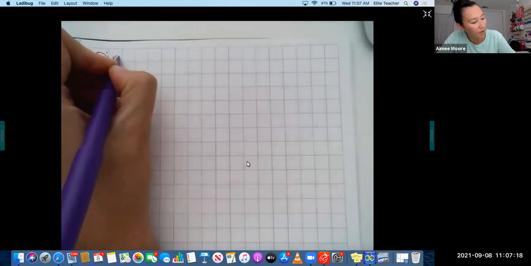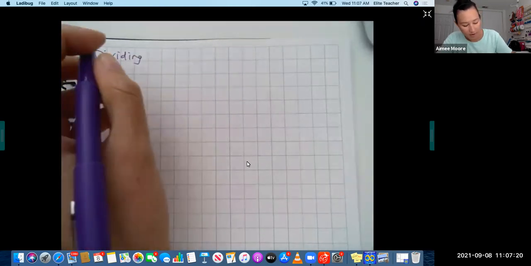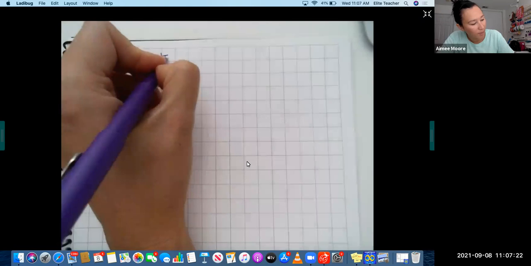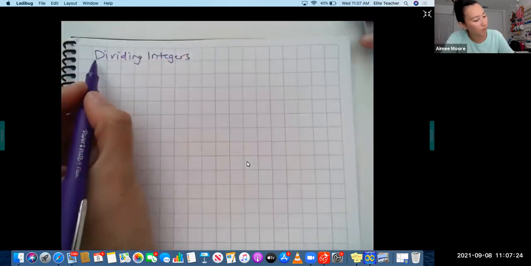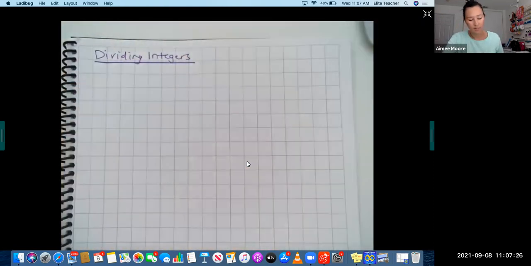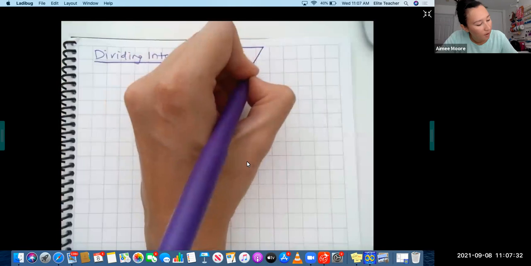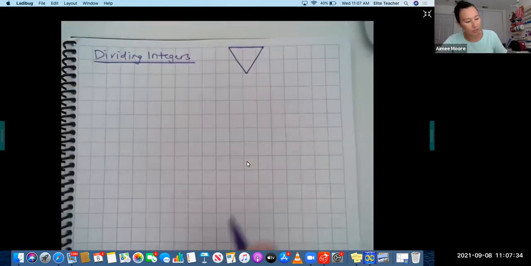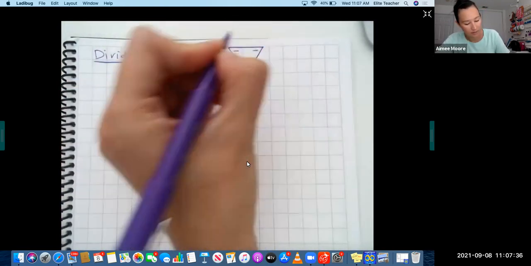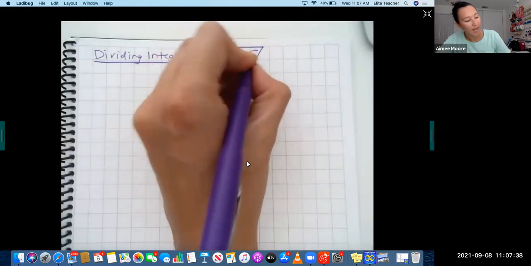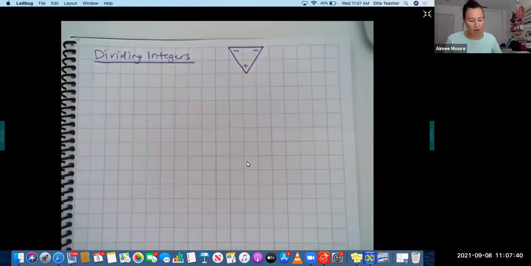Okay, so just some quick notes on dividing integers. I know you guys probably already know how to do this, but just a little refresher and a little tool to help you as you're dividing. You saw this little triangle when I went over multiplying integers. So we have a little face, eyes and a nose or mouth, whatever you want to call it.